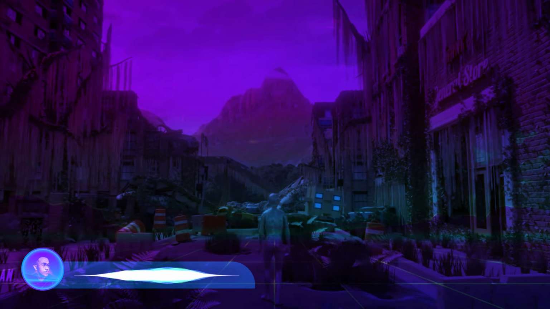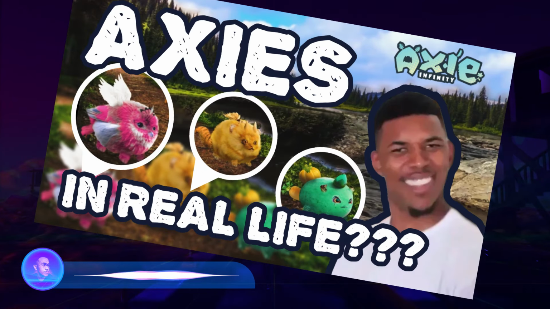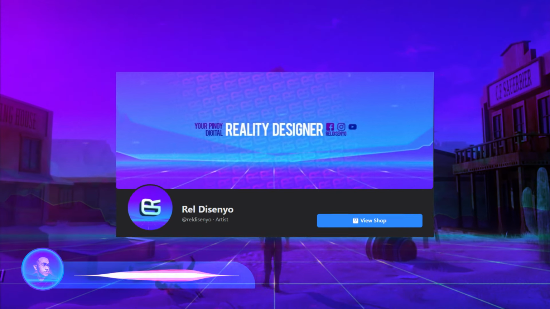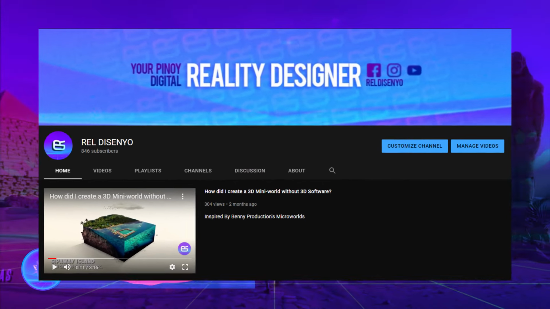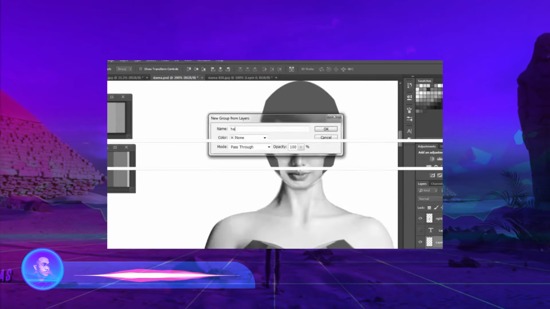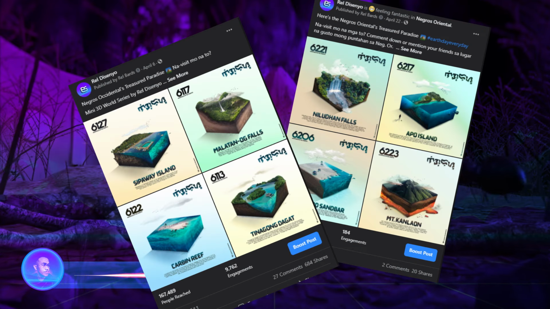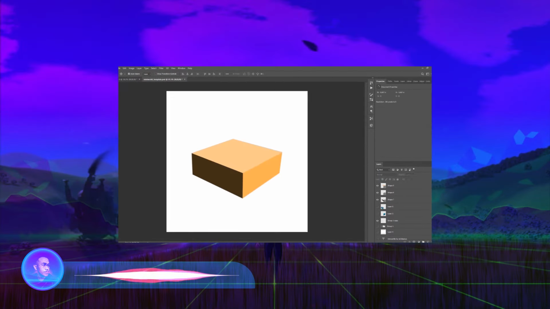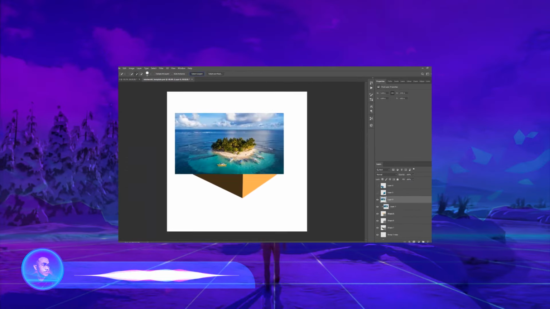Anyways, our video for today is about Axies in real life. The creation. If you follow me on my Facebook page and here on my YouTube channel, you'll notice that I'm really fond of photo manipulation arts, like the latest one. I did a 3D mini world of the island of Negros, inspired by Benny Productions.